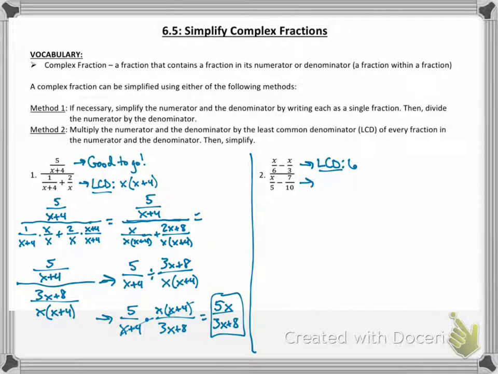In the bottom, I have 5 and 10. Well, again, 5 times 2 easily gets me to 10, so my common denominator is going to be 10. This is nice when your common denominator is exactly the same as one of your denominators because it'll be less for you to have to multiply. So let's go ahead and take care of the numerator.